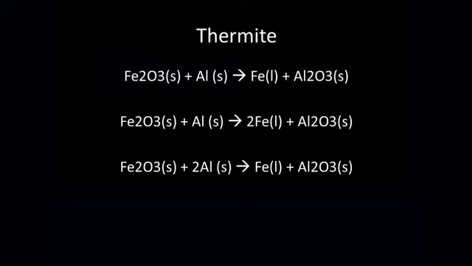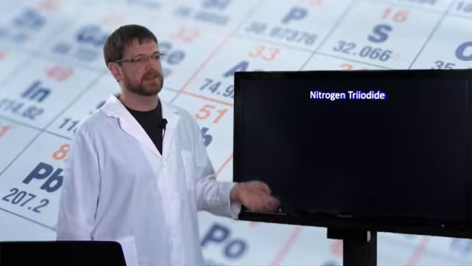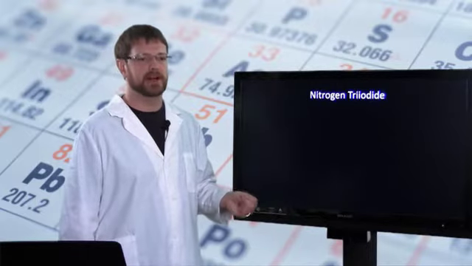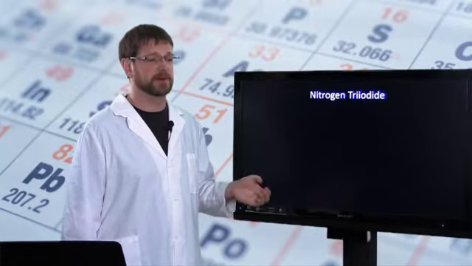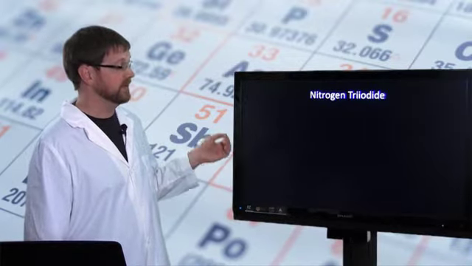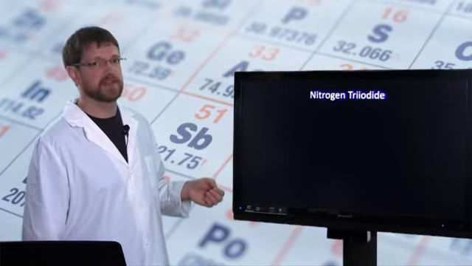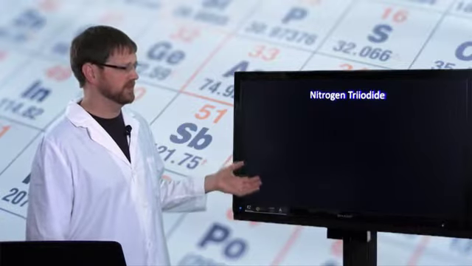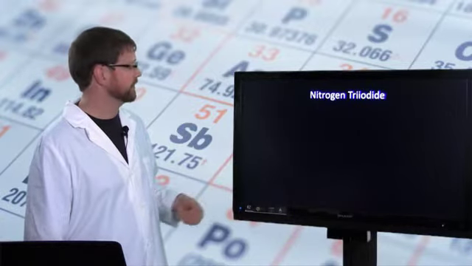Now, let's have an example of another chemical reaction. Nitrogen triiodide. This is a very unstable compound. It wants to decompose very violently. So, for example, by just touching it with this feather, the solid actually explodes.